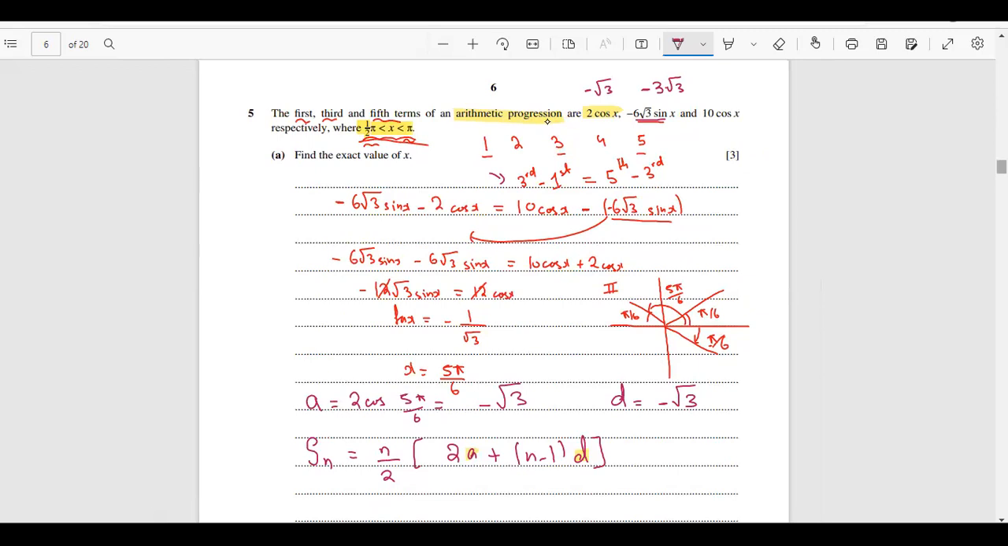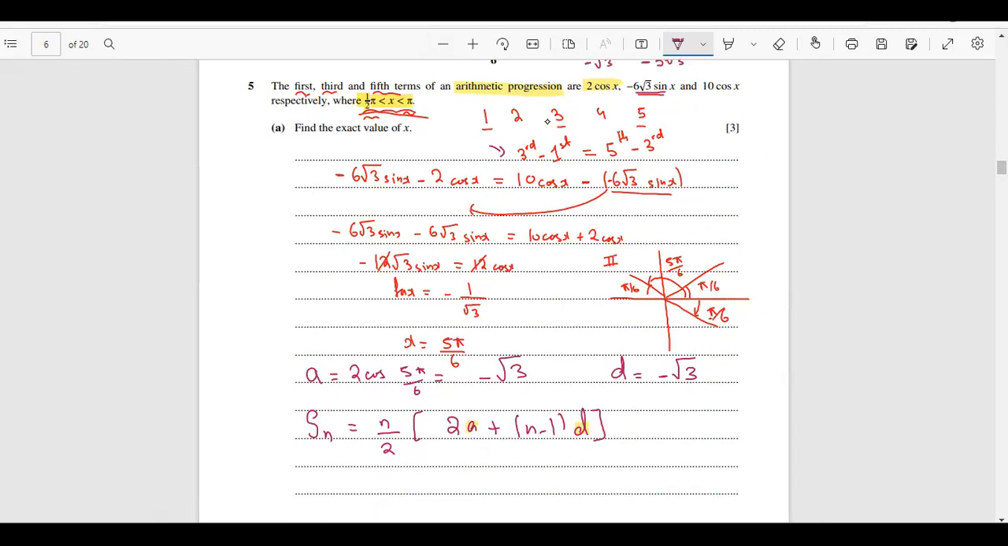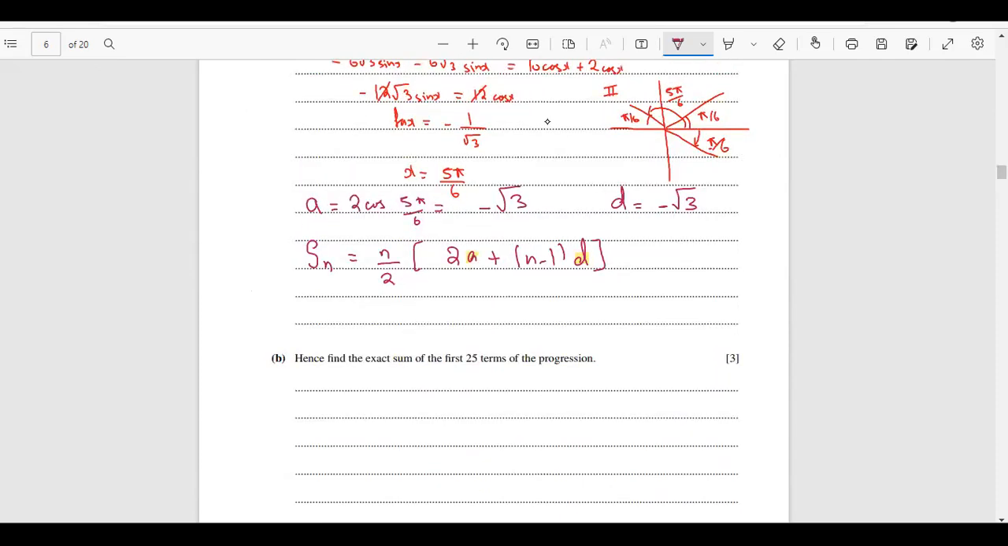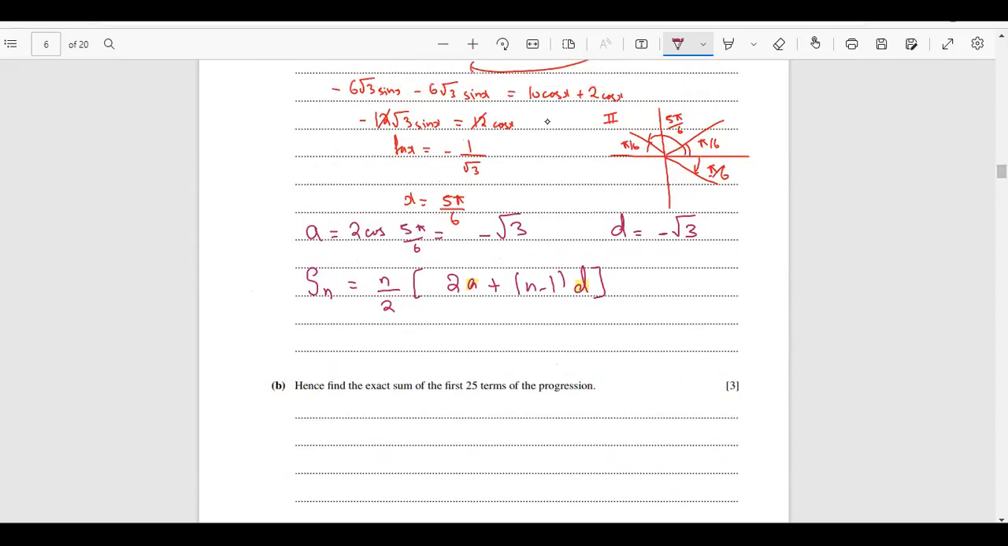And now for finding the sum, I'll plug in the values. If we do it quickly, then you guys can check it out. We need to find the sum of first 25 terms. So I'll plug in 25. S25 would give you 25 by 2 into 2 into under root 3, it would be negative, plus 25 minus 1 would be 24 into minus under the root 3. This minus is basically with under root 3, so I'll write it down here just so everything is clear. Okay, and now we need to simplify.